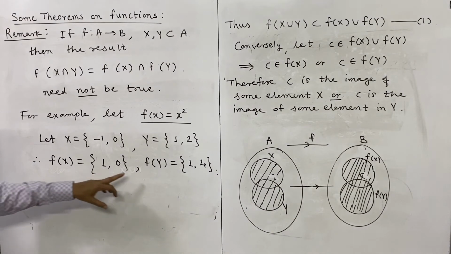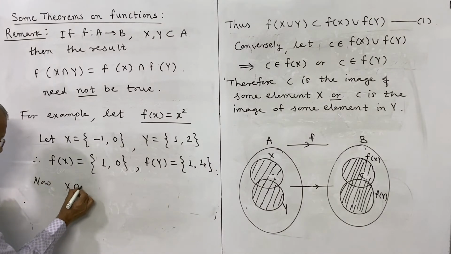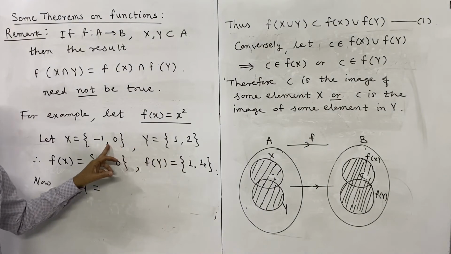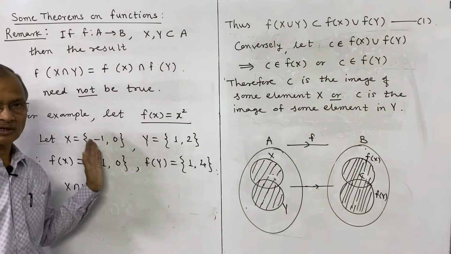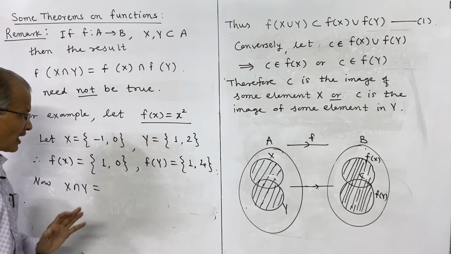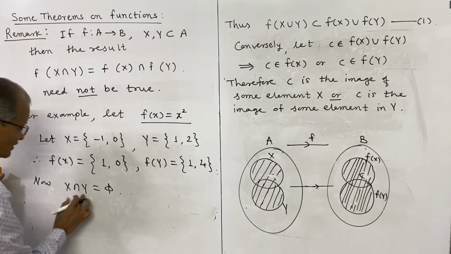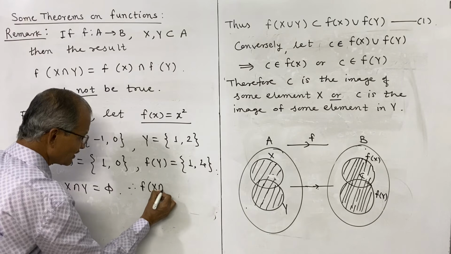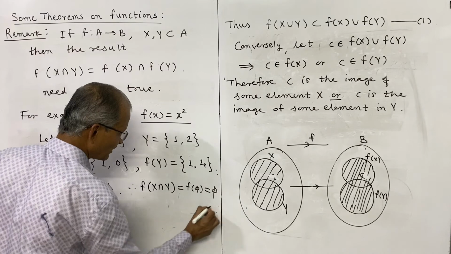So we have f of x and f of y. Now see what is x intersection y. The intersection of these two, no element is in common between x and y. These are discrete sets we have written, and not necessarily discrete, we can have a closed interval or open interval also. So x intersection y is phi, and if x intersection y is phi, therefore the image f of x intersection y will be f of phi, and that is phi, the empty set.